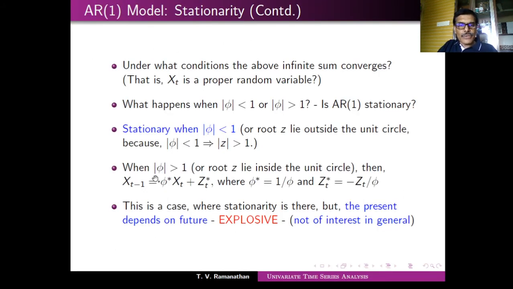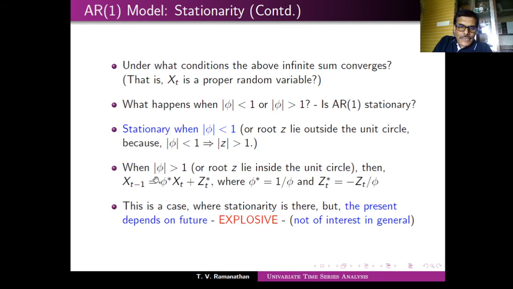So let's come back to this. This is where you are able to write it like this, even for phi greater than 1. This is what happens. So mathematically speaking, there is no stationarity issue, because you can actually write the process and then say that the coefficient lies inside the unit circle, because now I have a new coefficient.